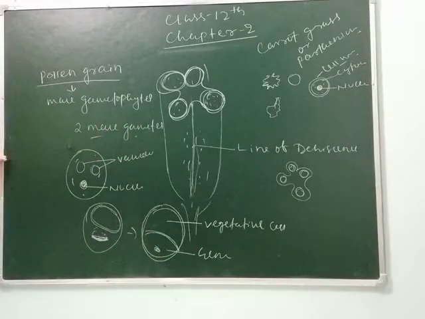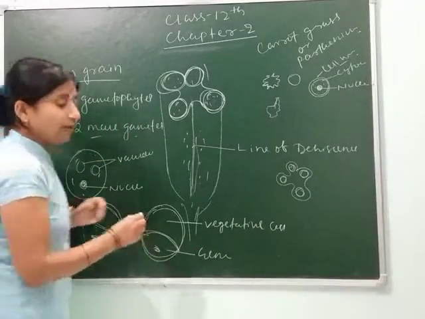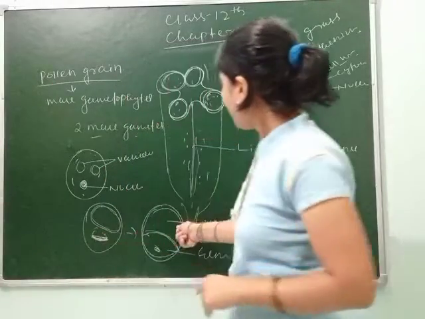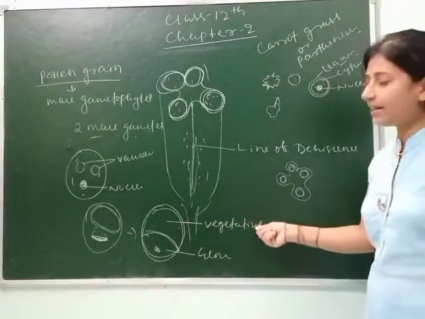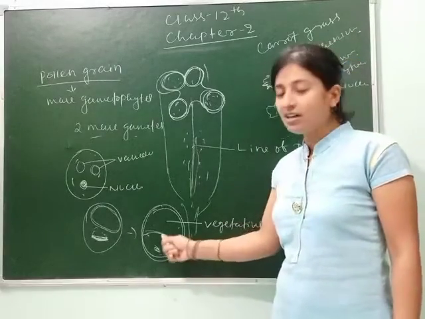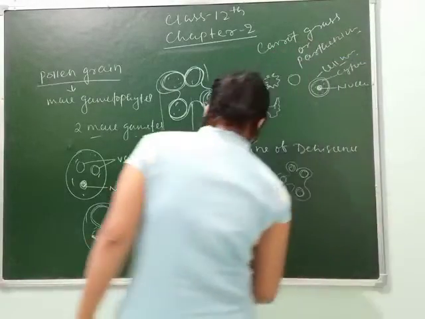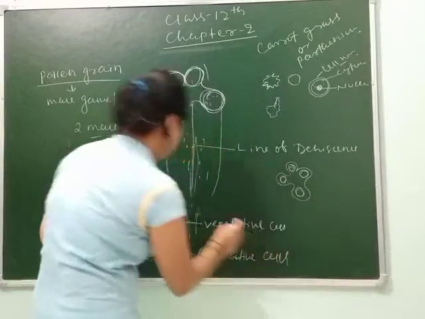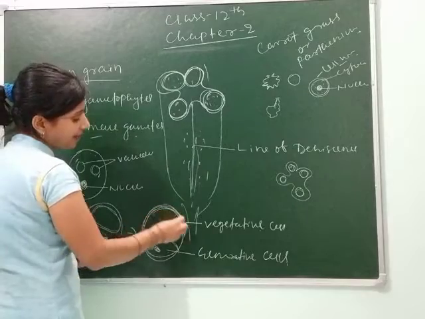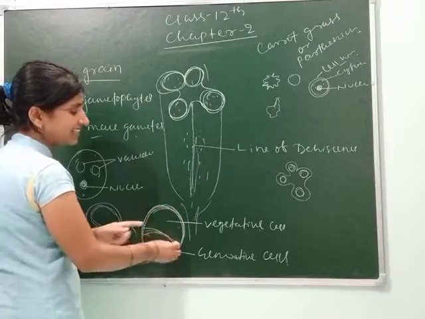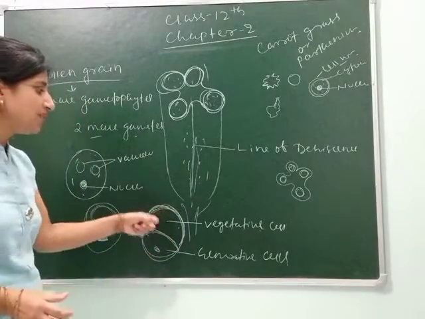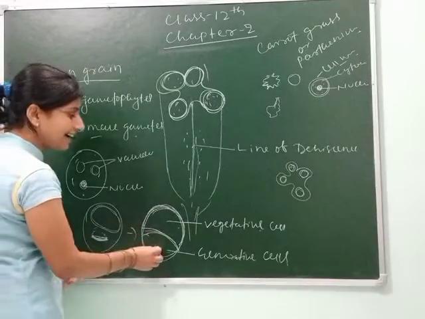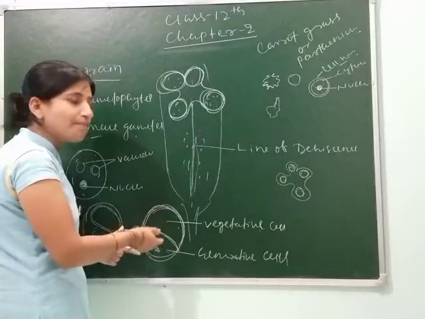So we can say, students, that a pollen grain has two cells. One is the large sized vegetative cell, which provides nutrition, and here is the small sized generative cell, which contains the male gametes. Remember, this part is called the vegetative cell as its size is large and it gives nutrition to the generative cell. Why does the generative cell need nutrition? As it contains two male gametes.